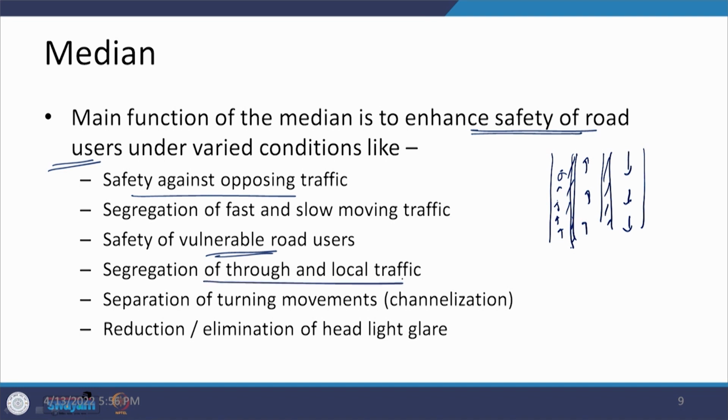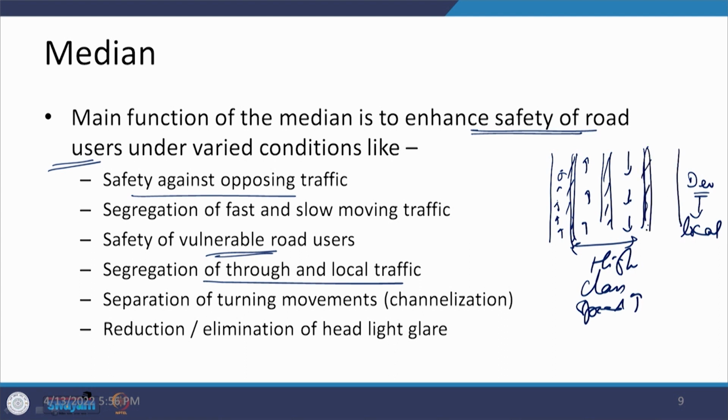Segregation of through and local traffic. We have a lot of development on the side of the road, and this development is going to induce local traffic, and this is a high speed facility or high class facility. So, the speed is going to be very high. Now, we have to segregate these two traffic, and therefore, we can provide a lane on the other side which is, say, a service lane, and the local traffic is going to move on this one. So, the local traffic is here and the through traffic is going to be on the main carriageway.